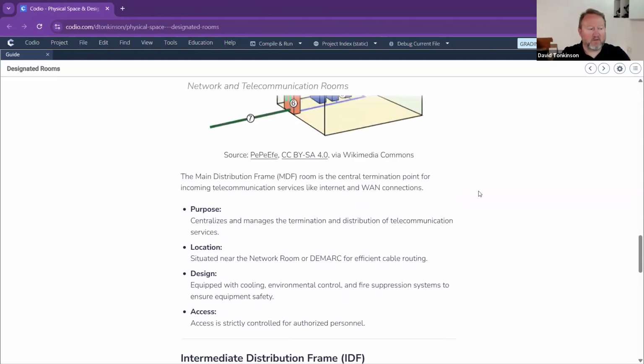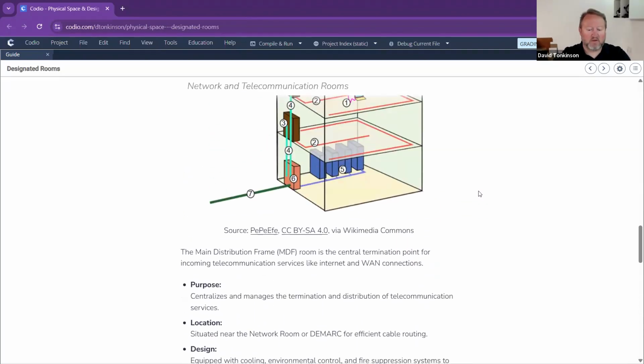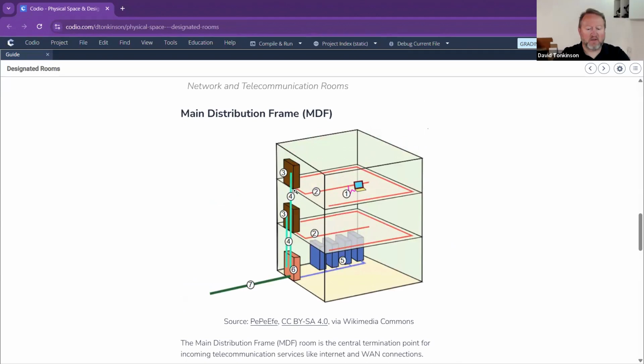So these would be considered to be the intermediate distribution frameworks, the 2 brown boxes, because these are the ones that distribute just to the local systems along these rings.